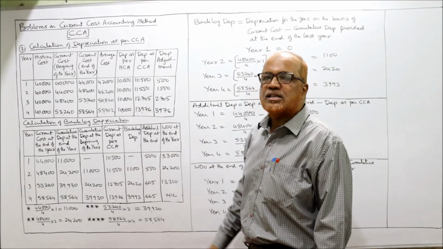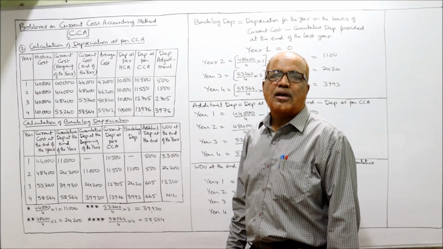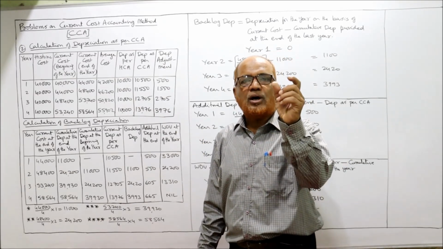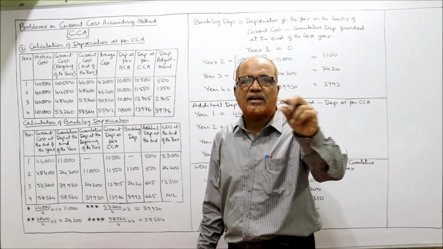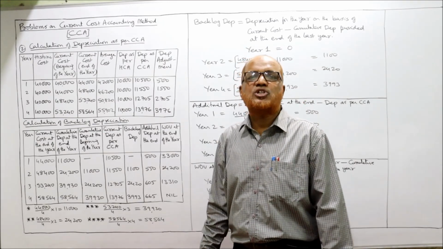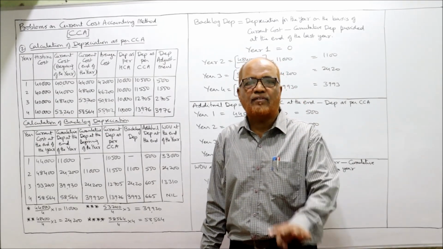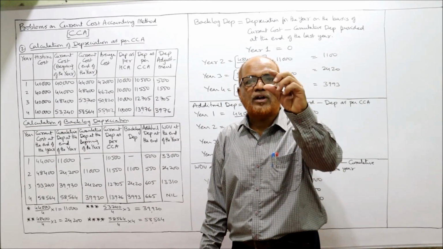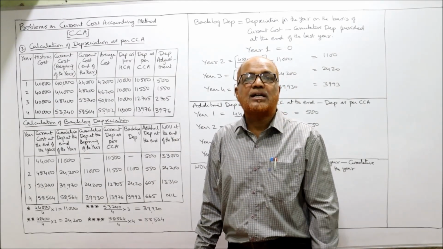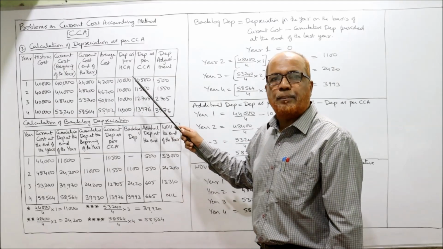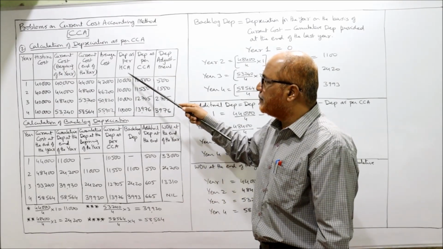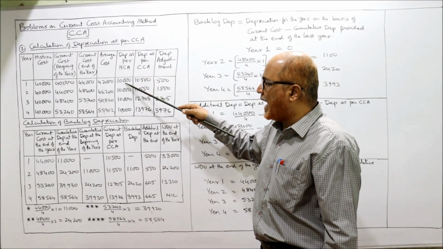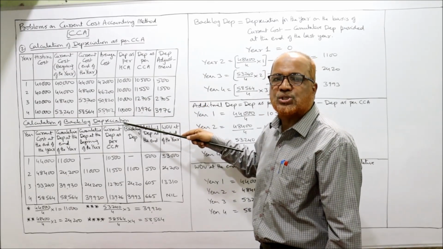Now depreciation as per historical cost. According to historical cost, it is the historical cost of the machine divided by life. The cost of the machine is 40,000. The life of the machine is 4 years. So 40,000 divided by 4, 10,000 is the depreciation as per HCA, historical cost accounting. Annual depreciation is a constant 10,000.